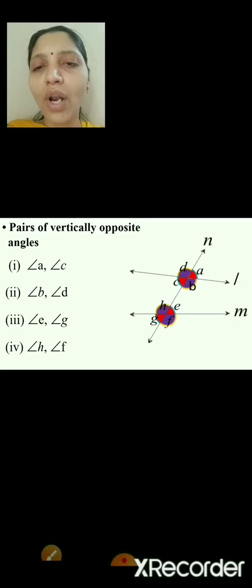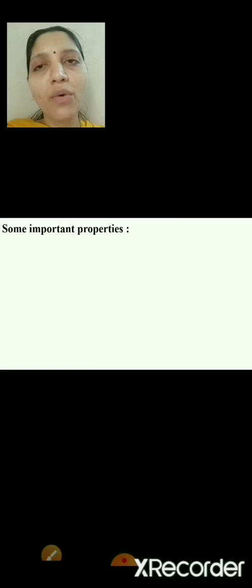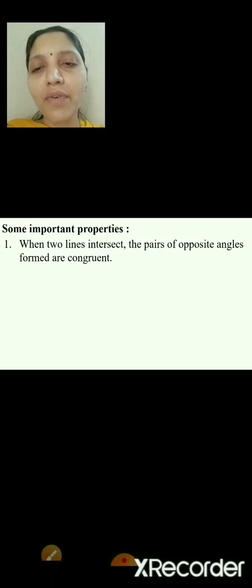I hope you all are understanding this. If you are having any doubt, please watch this video again and again and try to understand it. Now we are going to see some important properties related to these angles formed because of two lines and their transversal. Now what is the first property? When two lines intersect, the pair of opposite angles formed are congruent.